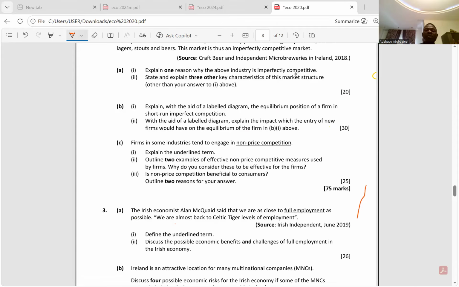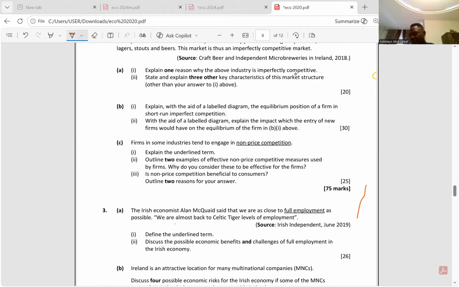Do you understand? So now the third question says, is non-price competition beneficial to consumers? Outline 2 reasons for your answer. Yes. Non-price competitions are beneficial to consumers because, 1, like advertisements. Advertisements allow consumers to have access to information needed to make rational decisions. As consumers, sometimes we make irrational decisions. And why do we make irrational decisions? We make irrational decisions sometimes because we lack information. So do you get the point here?